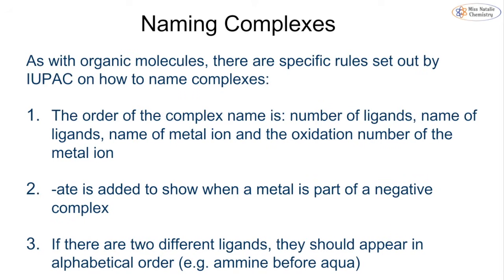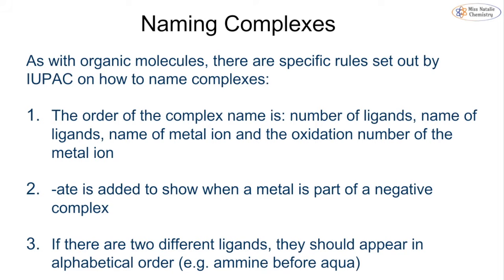As with all other complexes and all other organic substances that we've seen back in GCSE and A-level, IUPAC set out some very specific rules about how to name these complexes. And you follow the same way each time. So you're going to have the number of ligands, the name of the ligand, the name of the metal ion, and then the oxidation number of the metal ion. If it is a negative complex, so the overall charge is negative, we put ATE. And if there are 2 different ligands, they should appear in alphabetical order. So if you have ammine and aqua, the ammine should come first because that is alphabetical.